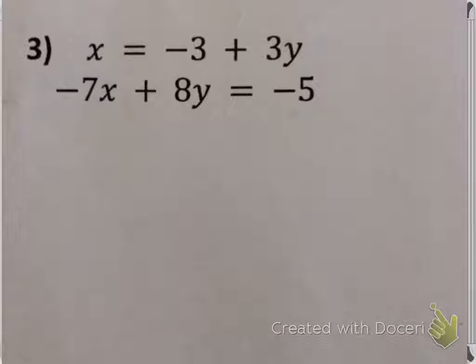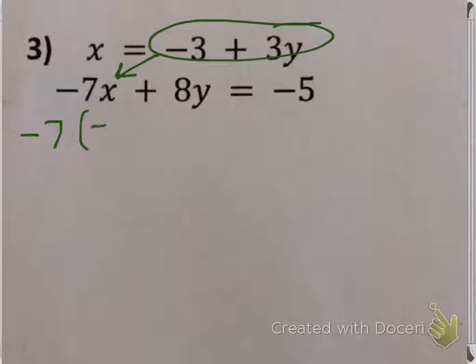Alright, this next problem right here, it's not set up for elimination. You can tell because when you look at them, they're not stacked together right. But this is an x equals equation right here. x equals negative 3 plus 3y. So we can take that and substitute it in place of the x in the other equation. So I'm going to do negative 7 times x, but instead of x, I'm going to do negative 3 plus 3y.